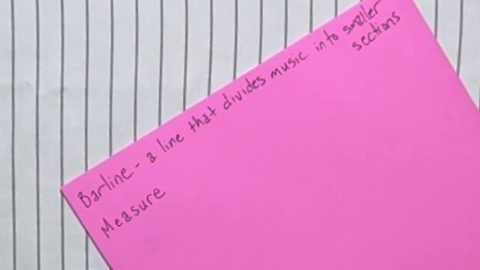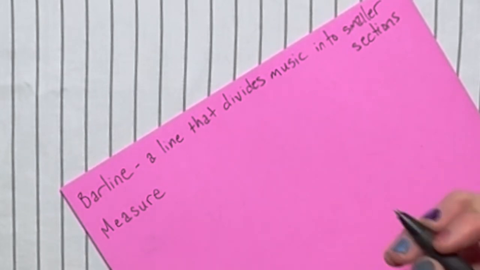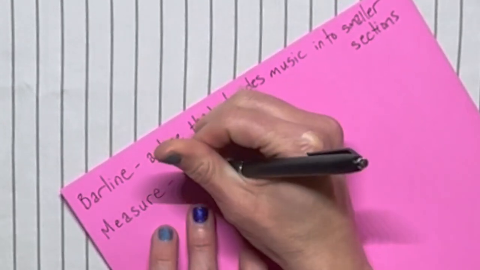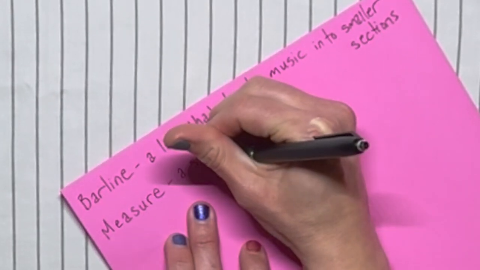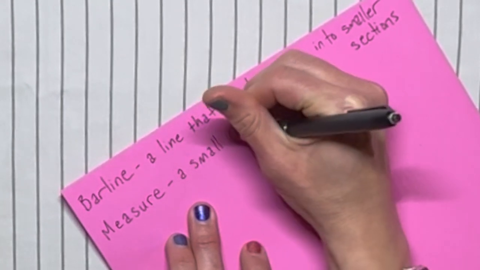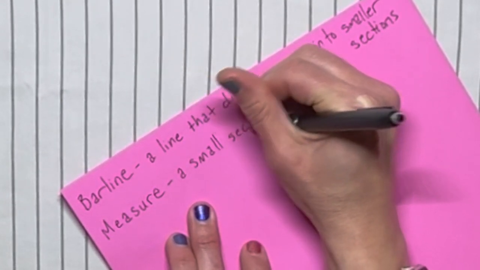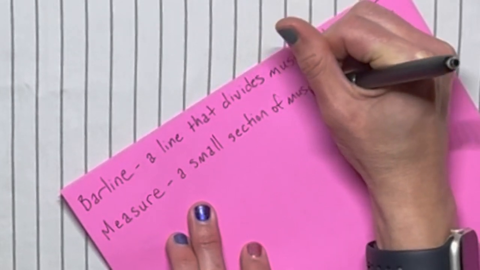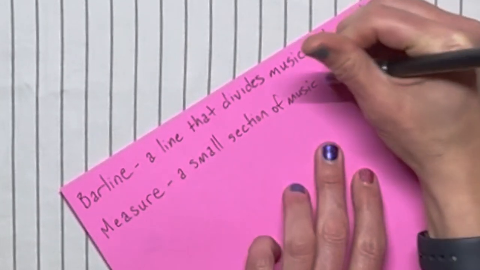M-E-A-S-U-R-E. Measure. Now, to measure something can mean that you are seeing how big it is, like with a ruler or something like that. But in this case, a measure is a smaller section of music, just like we were saying here. A small section of music between bar lines.